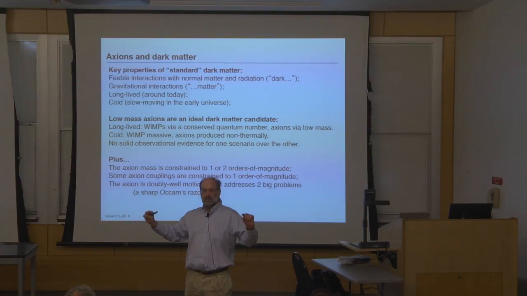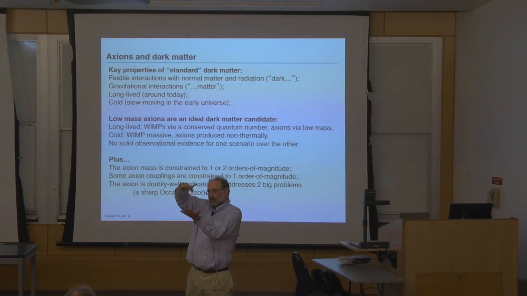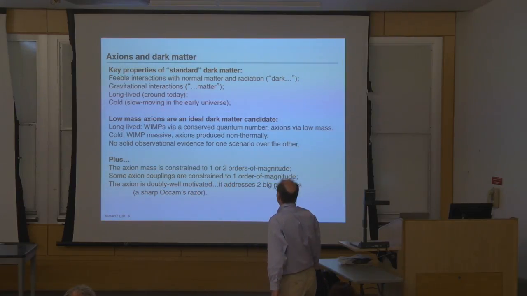If there was any interaction of the dark matter with the disk, you would eventually cool the dark matter in the vertical direction. There's no evidence for that. It's very, very non-interacting. It has gravitational interactions. That's the matter part of its name. It's long-lived. As I said, it's around today.